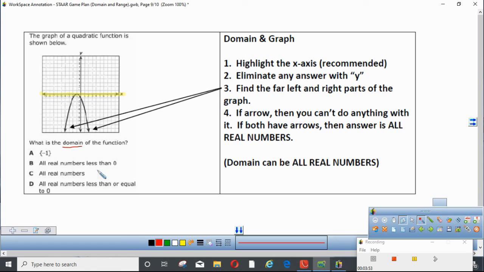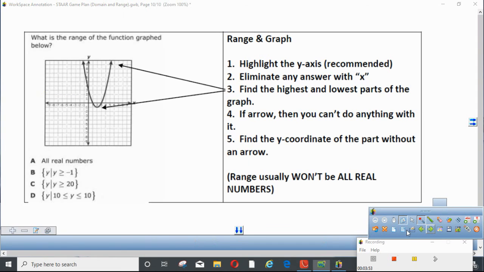And so when you go to look at the left and you go to look at the right for the domain to go up to the highlighted area, if there's arrows, you can't do it. And if there's arrows on both sides, then the answer is going to be all real numbers. So you see this right here, that the domain can be all real numbers. But that's simply because there's arrows on both sides. Okay. All right. Now this one, kids go, oh, look, there's arrows on both sides.